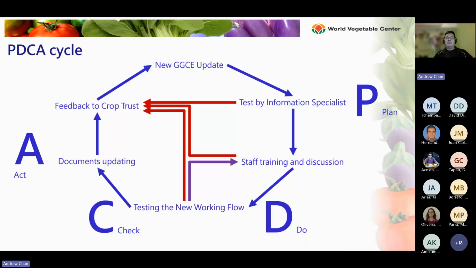So in the end, I would like to show you the PDCA cycle of how we work with the system. The PDCA cycle is from quality management. It means plan, do, check, and act. The first step will be that the system is updated by the crop chart, and we also update them, pull it into our server and issue it to let the staff use the new one.